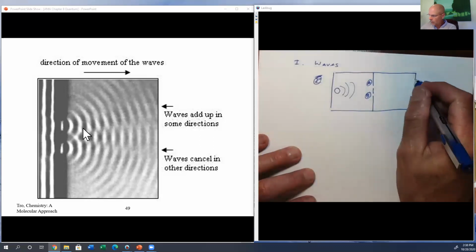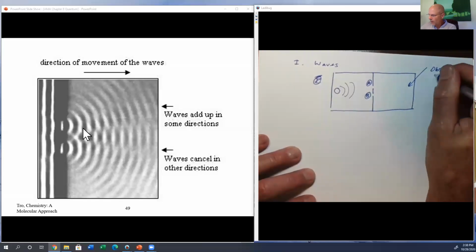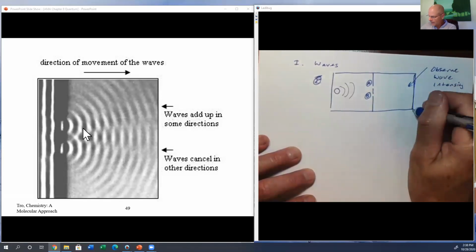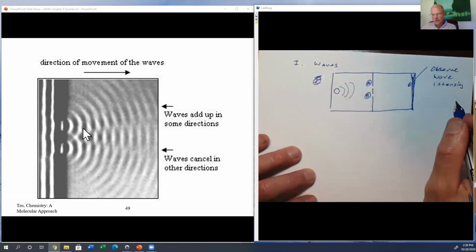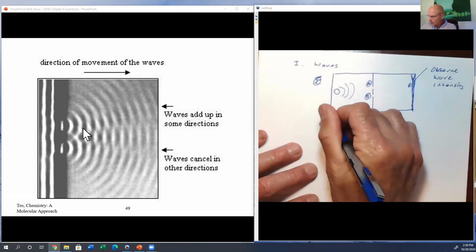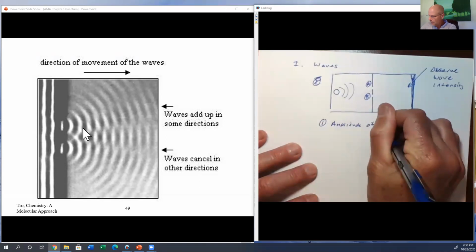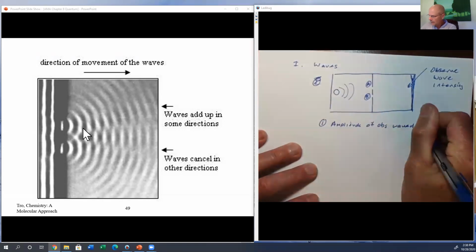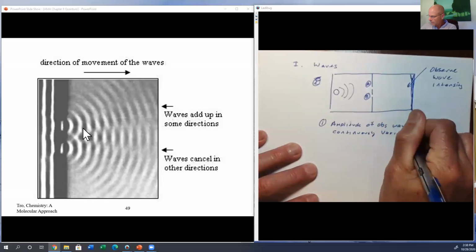And then what we're looking for is what we see over here. What do we observe in terms of wave intensity when it hits the back wall of this tray? That's what we're observing, all right? So the first thing we observe, number one, is that the amplitude of the wave, or the intensity of the wave, is continuously variable, right?